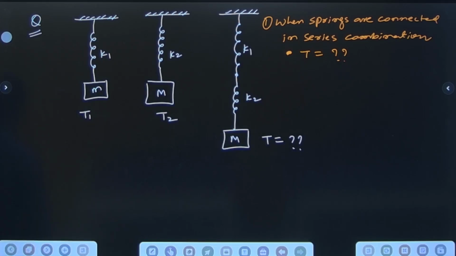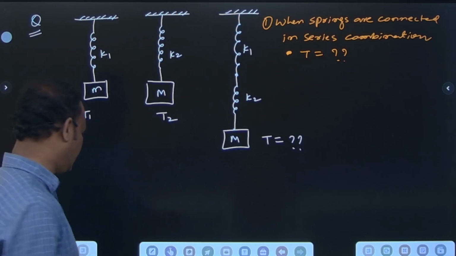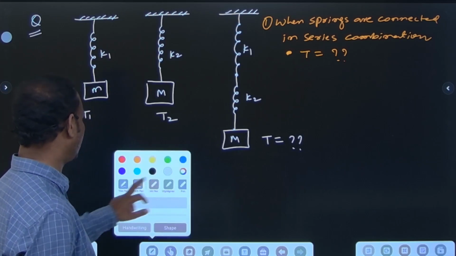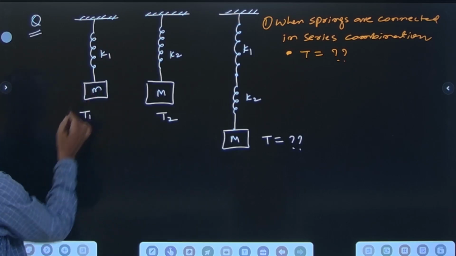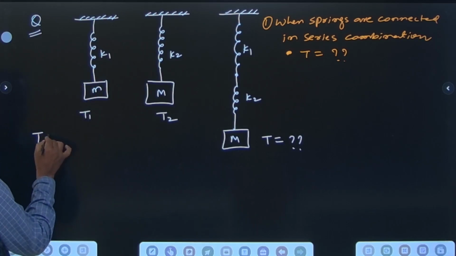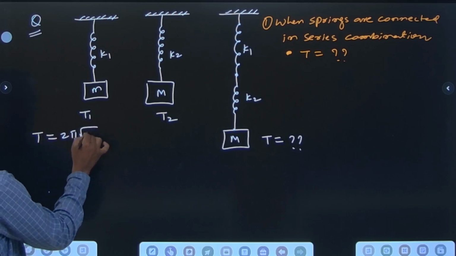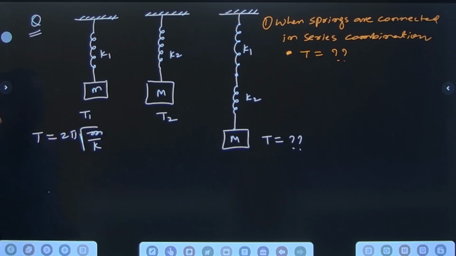If they are connected in parallel combination, what is the time period? How do you make this? First, the basic information. Our time period formula is what? T is equal to 2 pi under root of M by K.